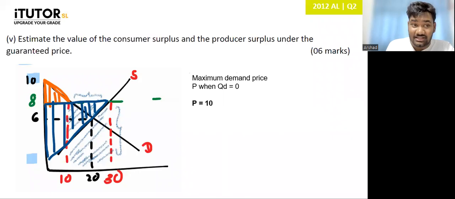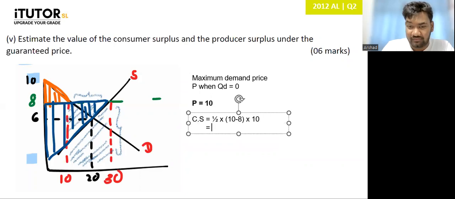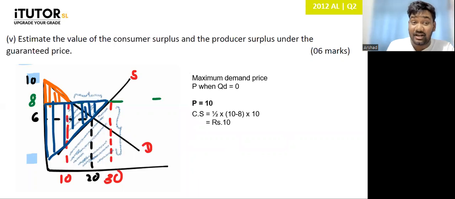Okay. Then based on this, can you give me the consumer surplus, guys? Half into, now you remember you have to have a rough diagram, right? Then you don't have to write equations or anything. If you have a rough diagram like this, the examiner knows what is being taken. So half into, what's the height? Height is 10 minus 8, that is 2. What is the base? The base is 10. So half into 2 into 10, 20, that is 10. Consumer surplus is 10. Done.